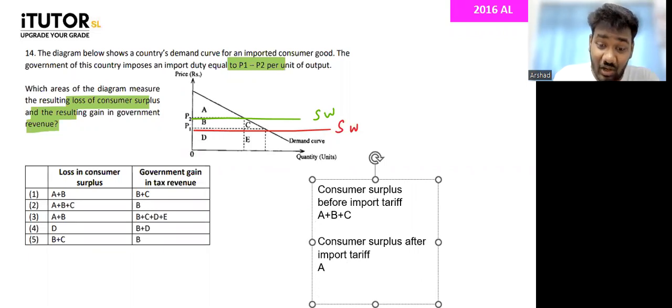So what is the loss in consumer surplus? Loss in consumer surplus is equal to B and C, right? B plus C, right? That part is done. Can you tell me, guys, what is the government tax revenue?